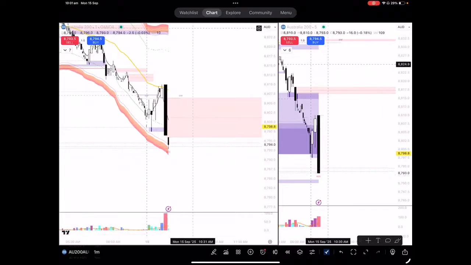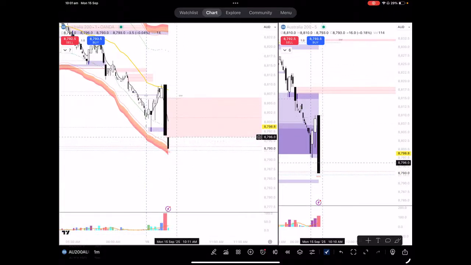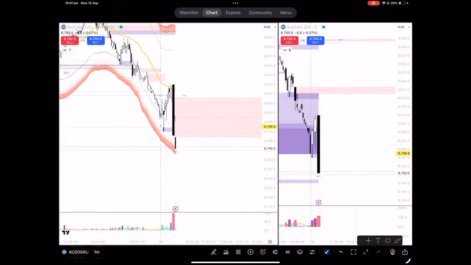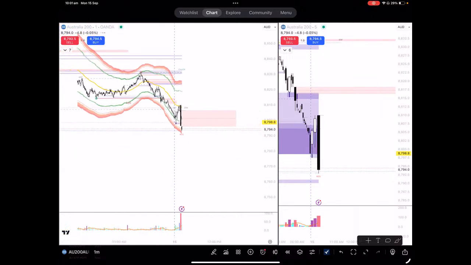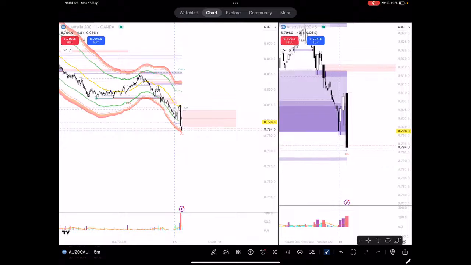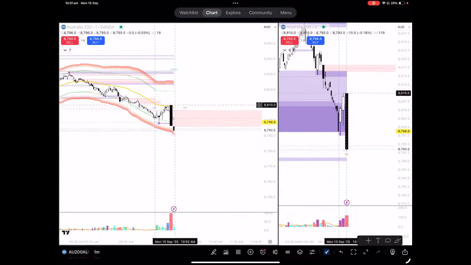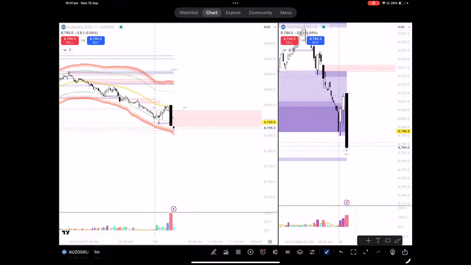So it did not go high up till this level. This is the level from where it stopped, and it started to go down at exactly 10:01 a.m.